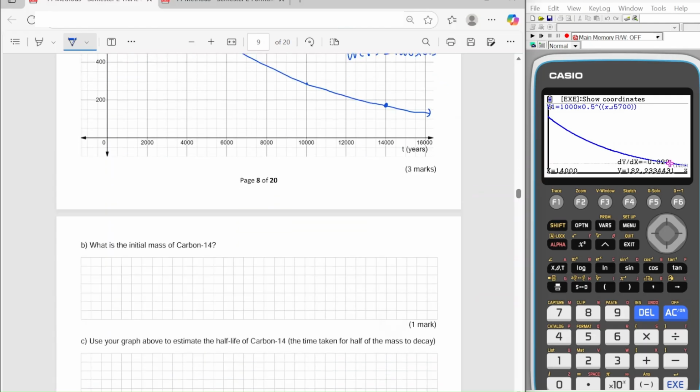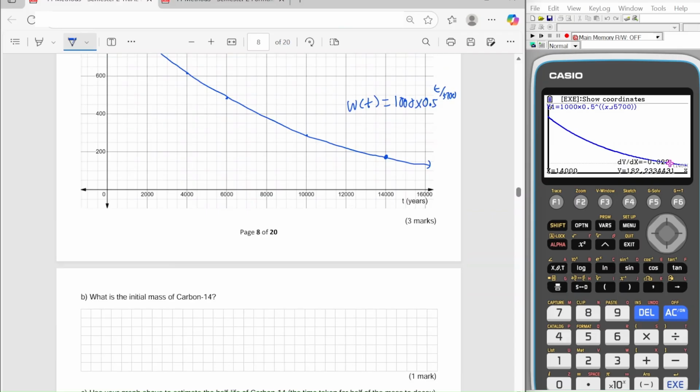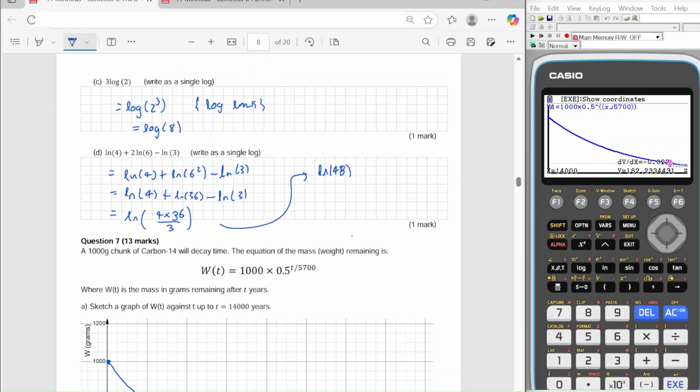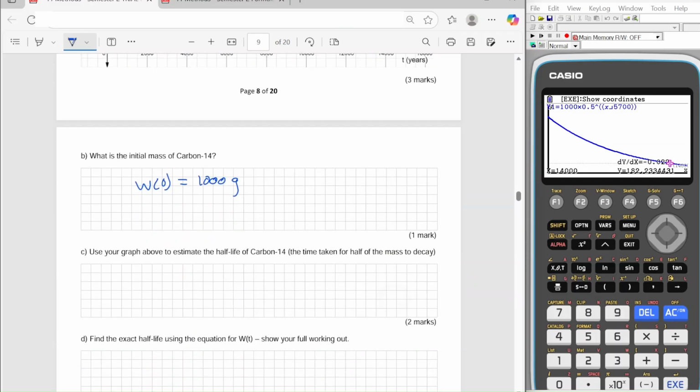Cool. All right, what is the initial mass? So this is W at 0, and we worked it out before. That's 1,000, I think it's in grams. Yes, mass is in grams.